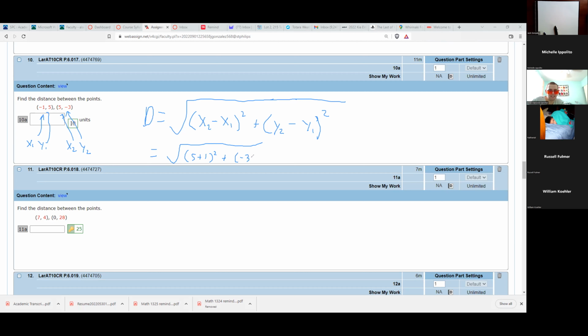Now, since we are squaring and then square rooting, you will never have a negative distance, also because negative distance makes no sense. So -3 minus 5 right there. So 5 plus 1 squared, that's going to be what, 36, right? That's 6 squared. -3 minus 5 is -8 squared. 64, right?